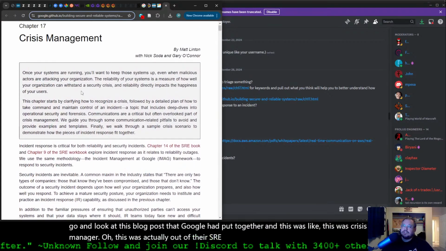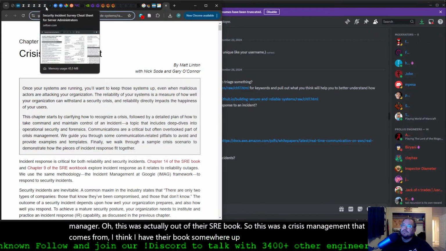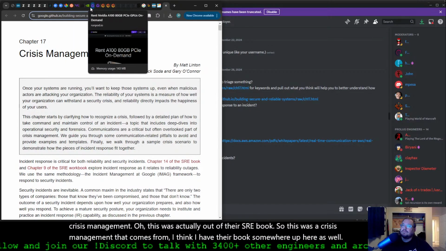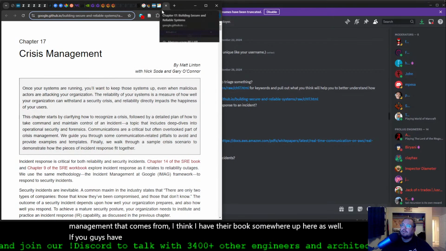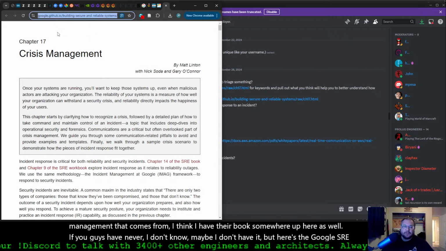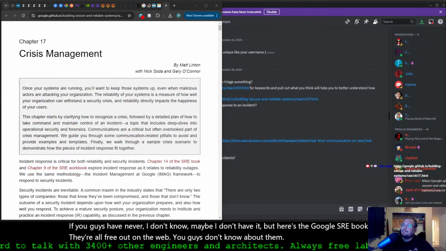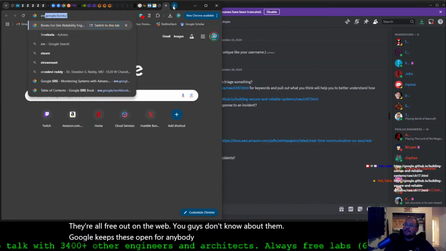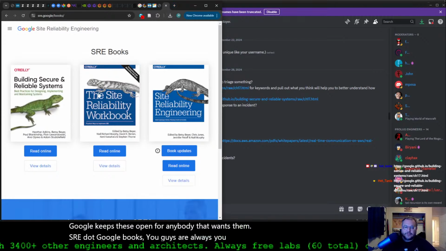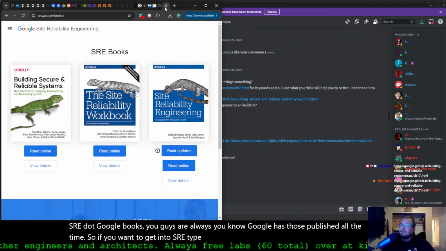This crisis management comes from their book. I think I have it somewhere up here as well. Here are the Google SRE books. They're all free out on the web if you don't know about them. Google keeps these open for anybody that wants them, at sre.google/books. So if you want to get into SRE type work and go that route, there you go.